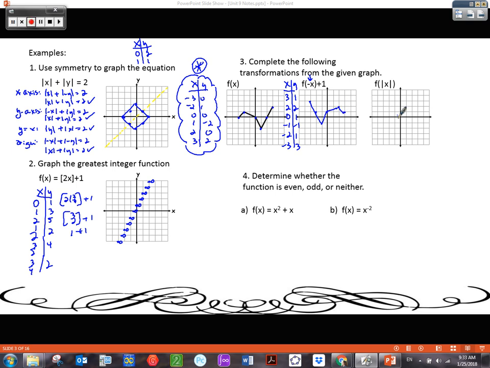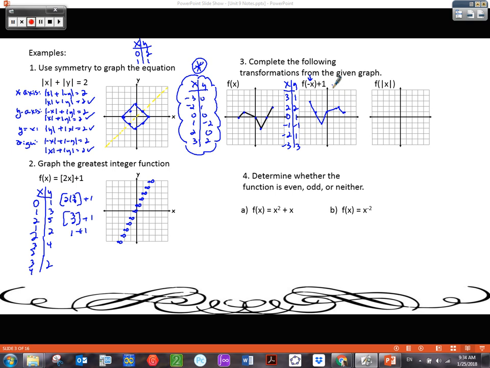So that's my graph, and let's just talk about the transformations. So this transformation is a reflect over what? Reflect over the y-axis, right? You can see that this was reflected over the y-axis, and this transformation is shifting everything up 1, which it is.